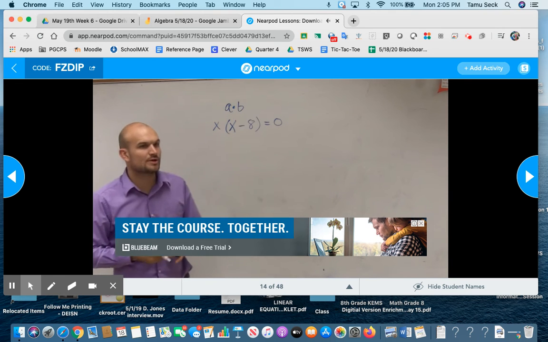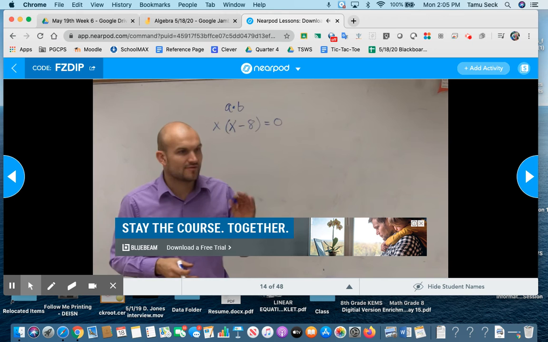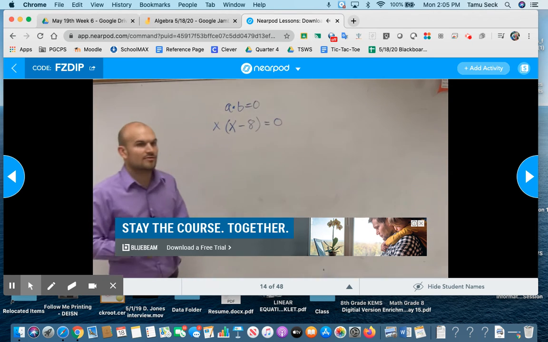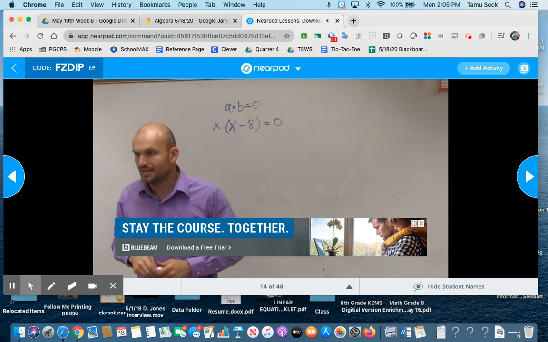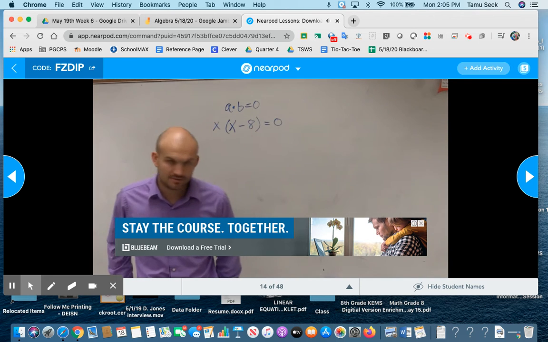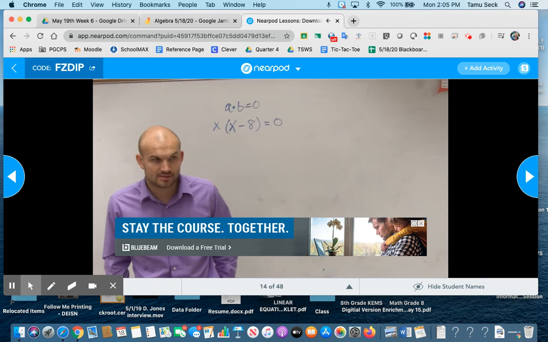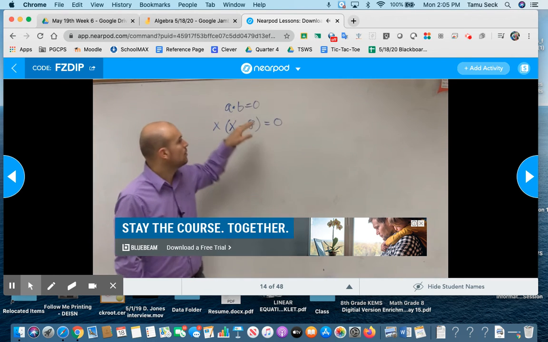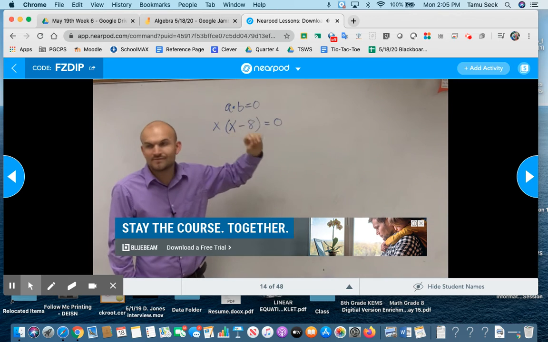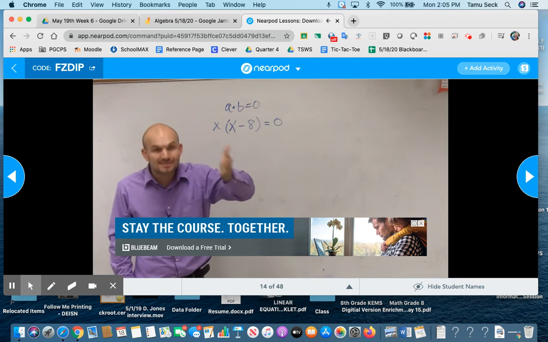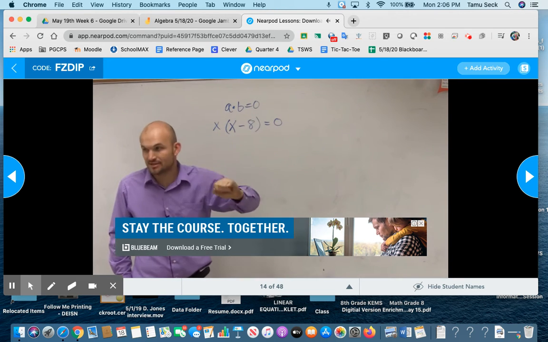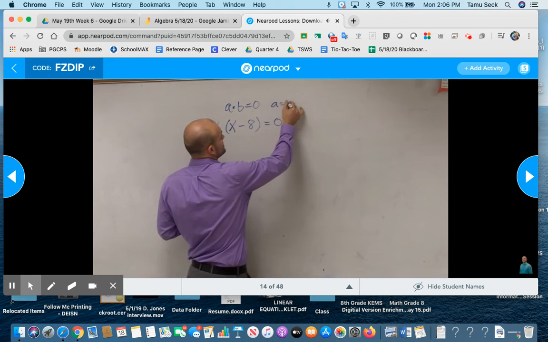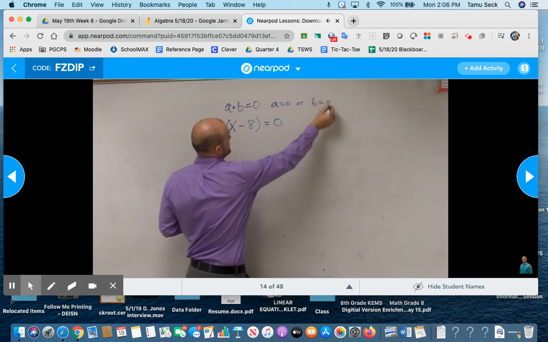Let's pretend A and B are real numbers. If A times B equals 0, think about all the numbers that A and B could be. Katie, you need to think about this. If A times B equals 0, what does A or B, one of them, have to be? Yes, Jacob. 0. One of them has to be 0, right? So therefore, we can write A equals 0 or B equals 0.